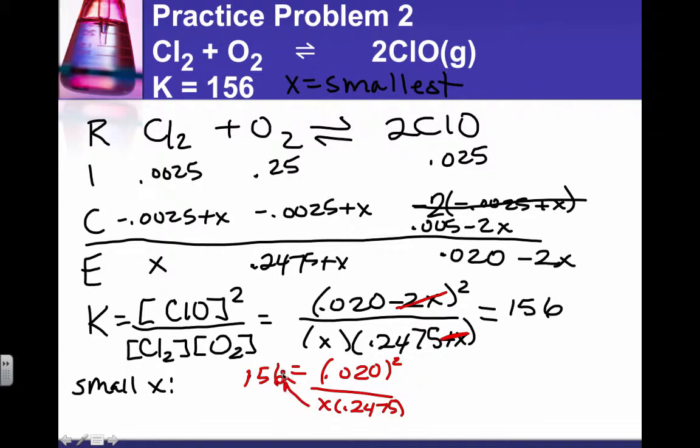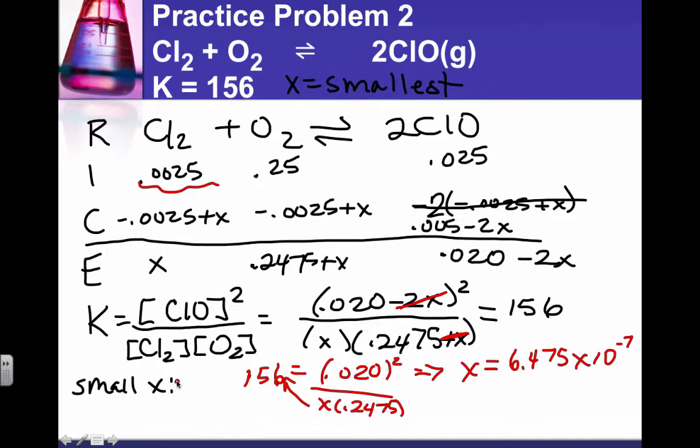Multiply this across, divide by 156, and this gives me an x that's equal to 6.475 times 10 to the minus 7. And that is indeed a very small value for x. I can say with confidence that it is less than 5% of our initial value, so a small x assumption is a valid assumption to make here.